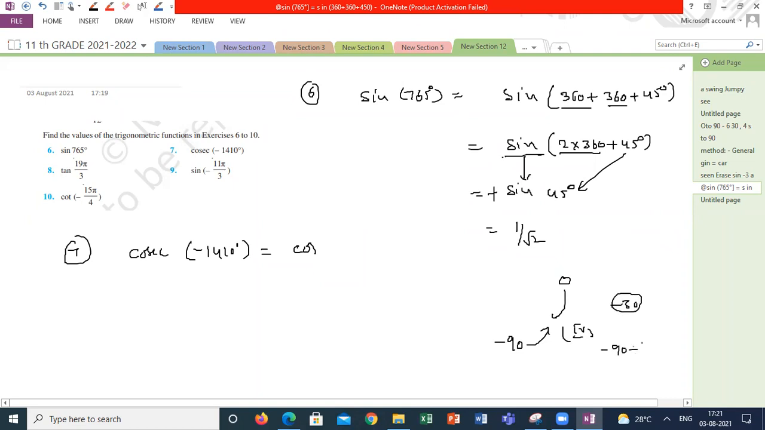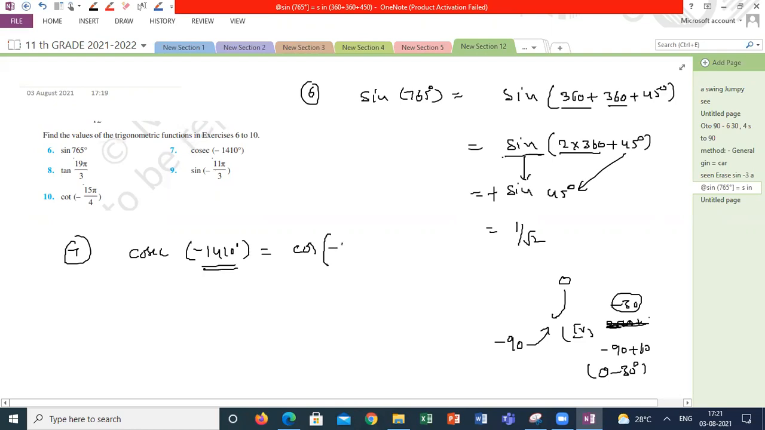Minus 90 plus 60, or 0 minus 30. This can be written as 270 plus... 270 I can't write, only minus 90 plus 60 I can write. Is it clear, guys, what I'm saying? 0 minus 30 or minus 90 plus 60. So how many multiples of 360 can I write? Nearest multiples of 360.